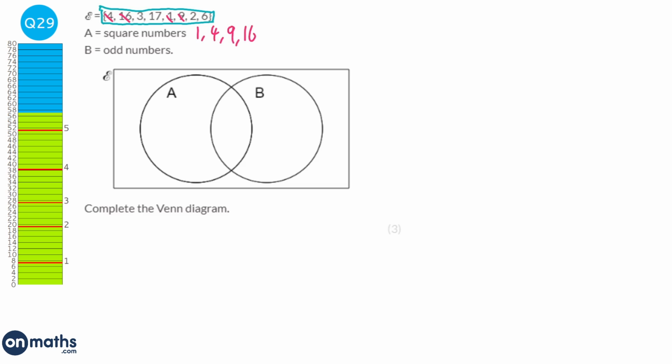And we're going to look at all the odd numbers. So we've got 3, we've got 17, we've got 1, and we've got 9. Now in both the lists we've got the 1 and 9, so that's going to go in the middle. Just the square numbers are 4 and 16, and just the odd numbers are 3 and 17. Now notice we've got the 2 and the 6 there, and those will just be on the outside.